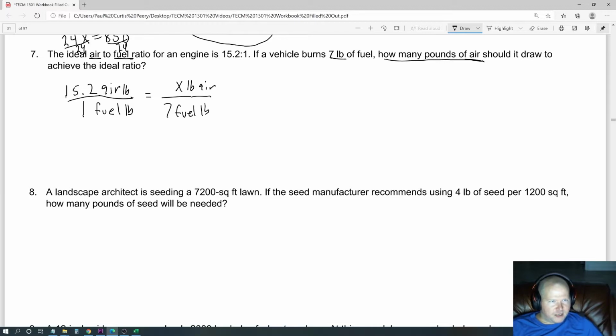Okay. So now we don't really need the units. I just need the units to point out that we're putting air on top and we're putting fuel on the bottom, right? Okay. So at this point we have 15.2 over 1 is equal to x, an unknown amount, over 7. Okay, so we're going to cross multiply, which means we just end up with x is equal to 15.2 times 7, which gives me 106.4.